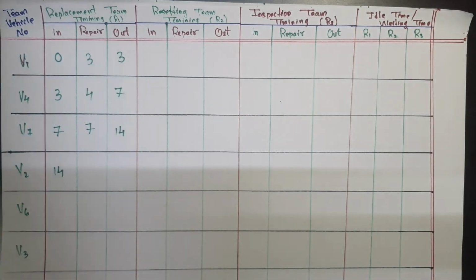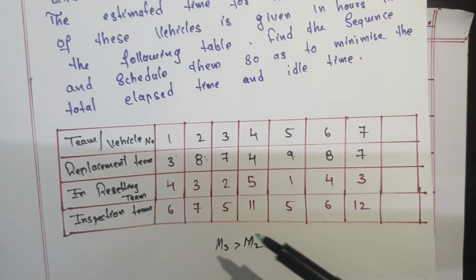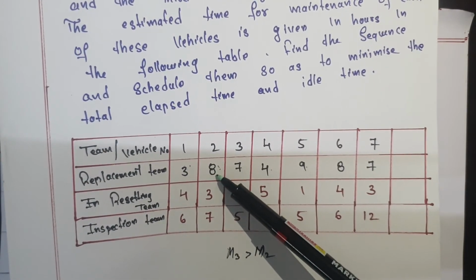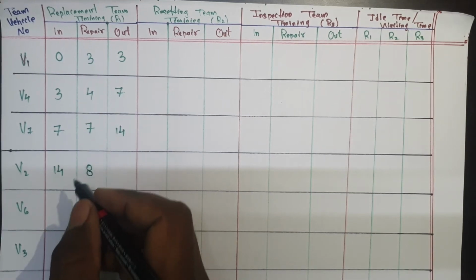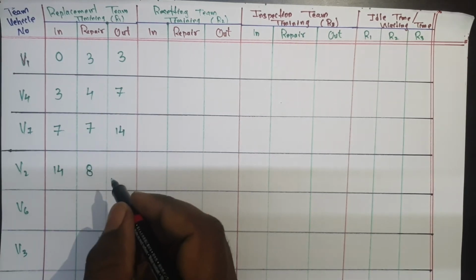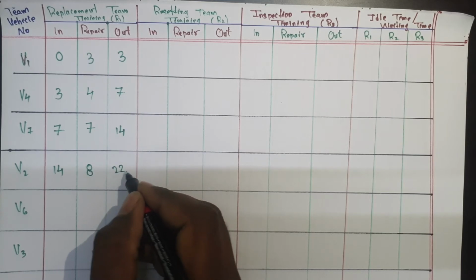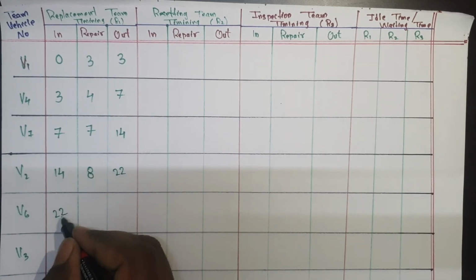Next one is the V2. V2, how much value is there? As you can see here, 8. What is the value here? 8. If you write here 8, so here 14 plus 8, how much will it be? 22. So 22 you can write here, 22.